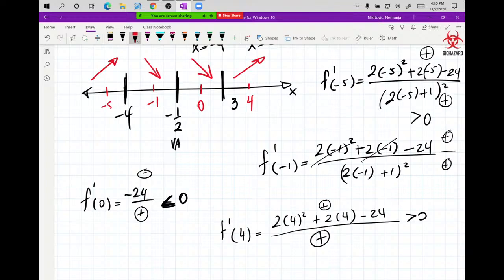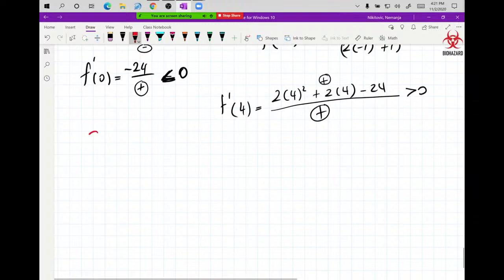All right, so look at the pattern. It's not increase, decrease, increase, decrease. It's decrease, increase, decrease, decrease, increase, right? So they do not alternate. And I think this is a good exercise to see that. All right, cool.